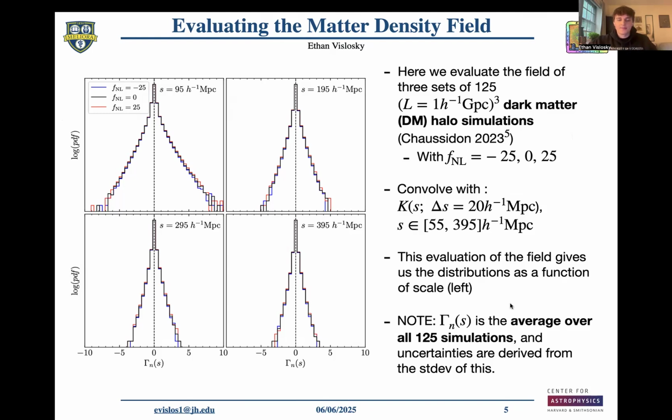Just a note for future reference, the gammas, which we show here, are the average over all 125 simulations for each FNL case, and we get the uncertainties as the diagonal of the covariance from these.